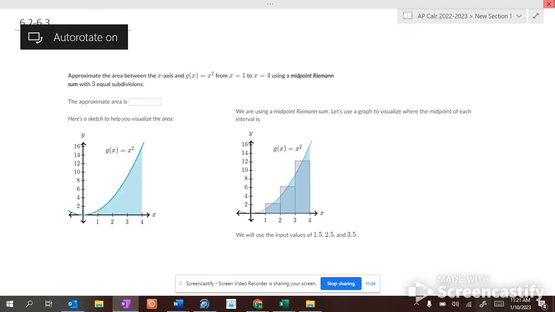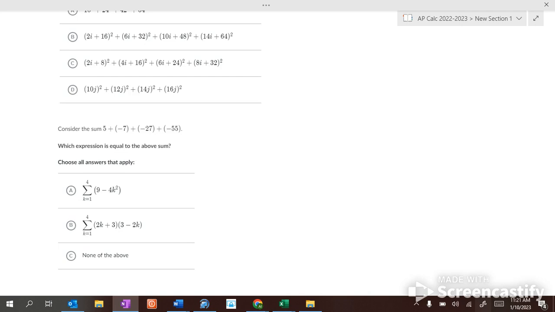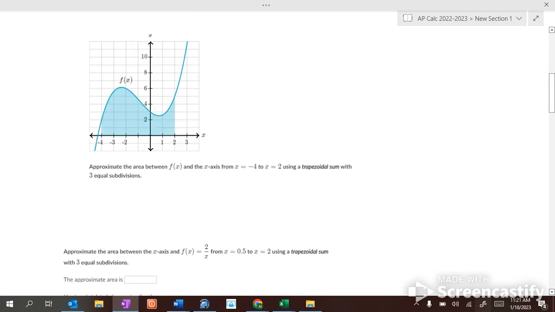Okay, so finding Riemann sums, we could use a left Riemann sum we learned last time and a right Riemann sum. And my touch screen isn't working. Hide. Now my touch screen is working.